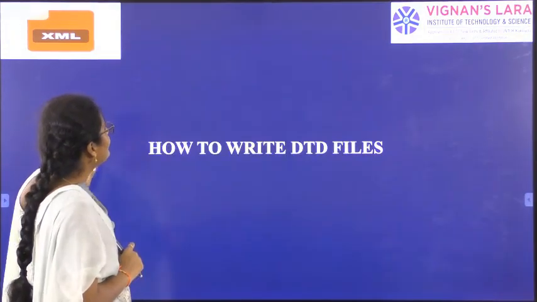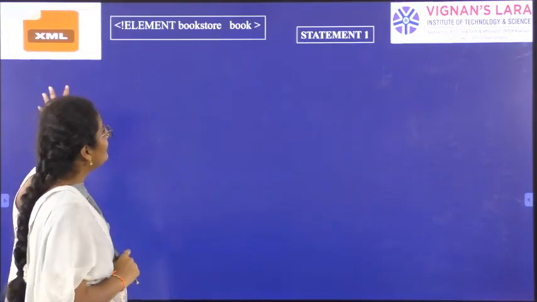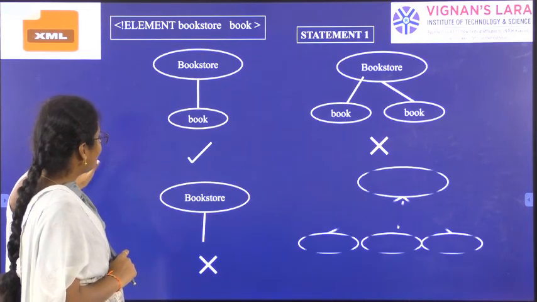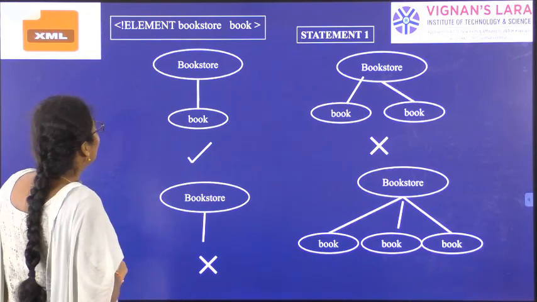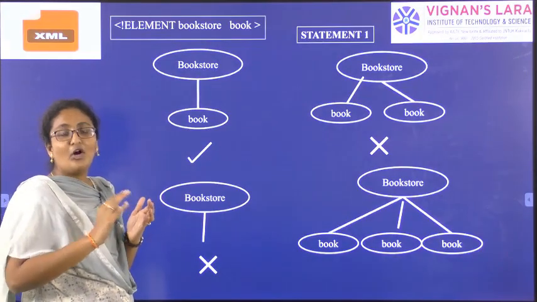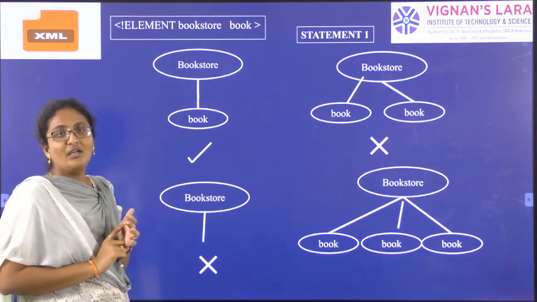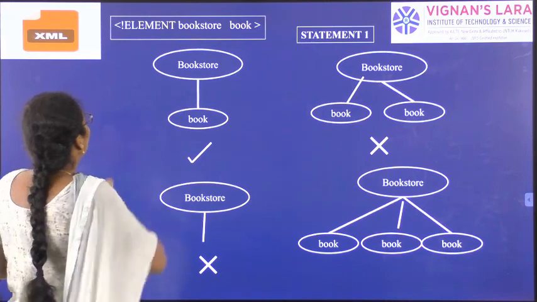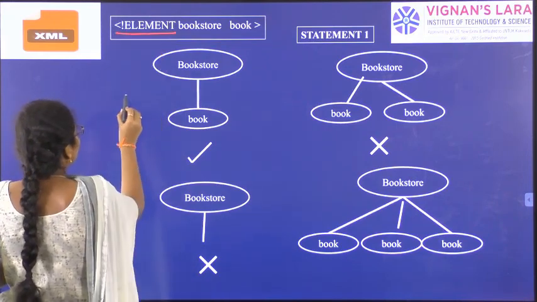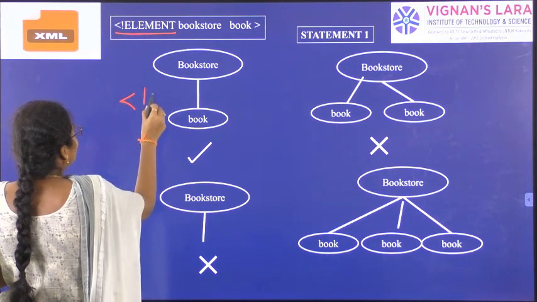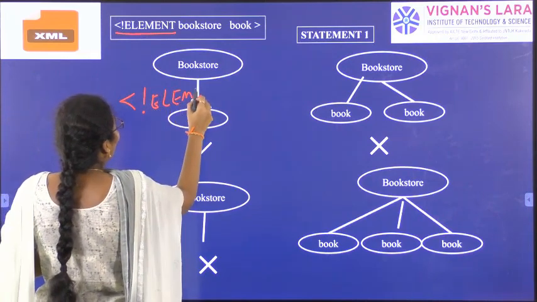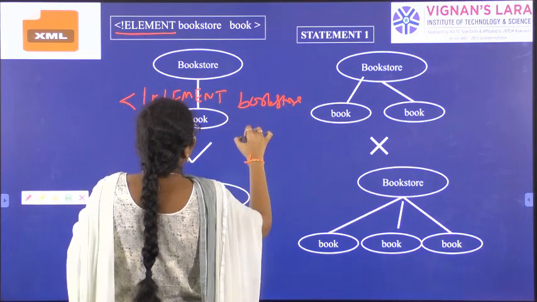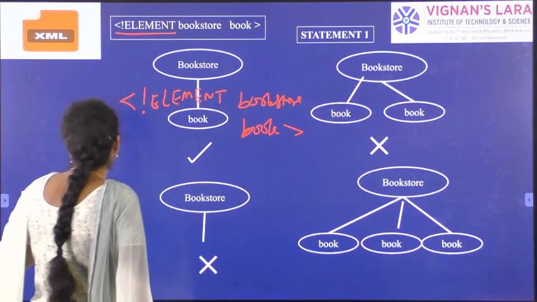Let us see examples. How do we write DTD files? First, I am taking a bookstore example. Not using any symbol is also a case. This is example 1. Here I have created an element. What is the syntax? Angle bracket, exclamation mark, ELEMENT in capital letters, element name, element type, closing bracket. This is the syntax.